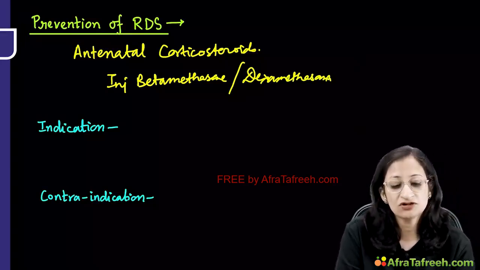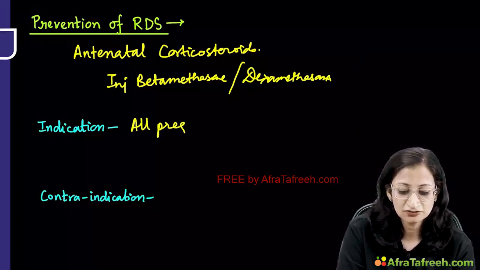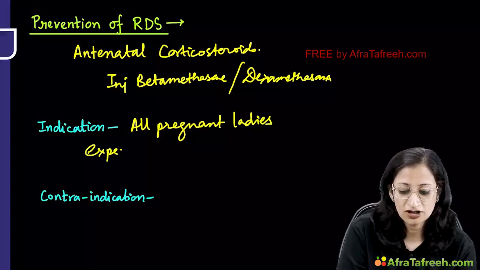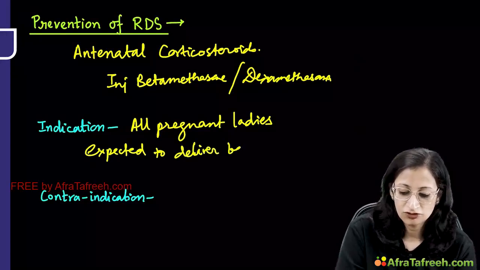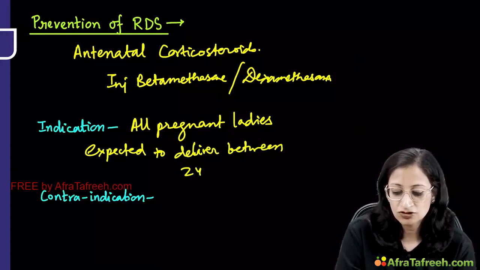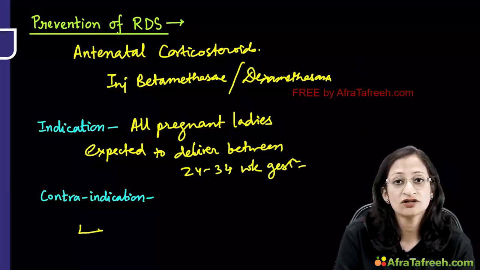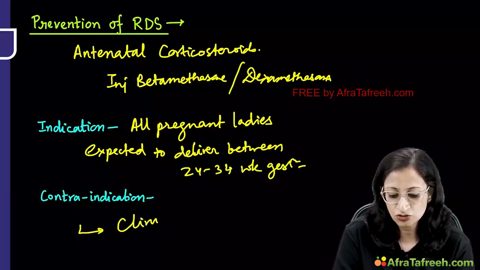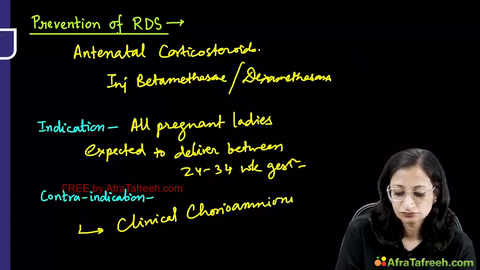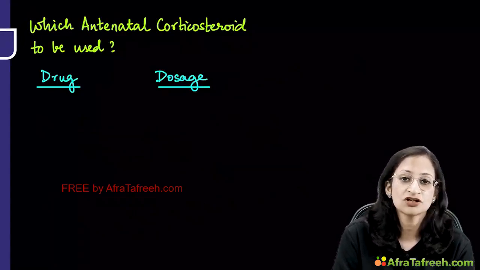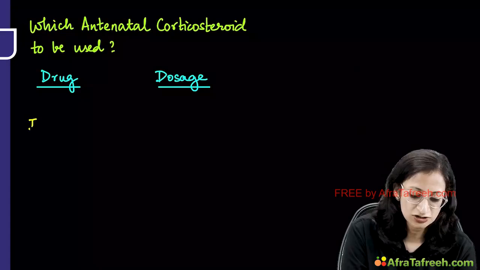Indication: it is to be given to all pregnant ladies expected to deliver between 24 to 34 weeks gestation. Contraindication: if there is suspicion of clinical chorioamnionitis or any infection, then you avoid steroids. Okay. Which antenatal steroid to be used? We already mentioned we can use either injection betamethasone or injection dexamethasone.